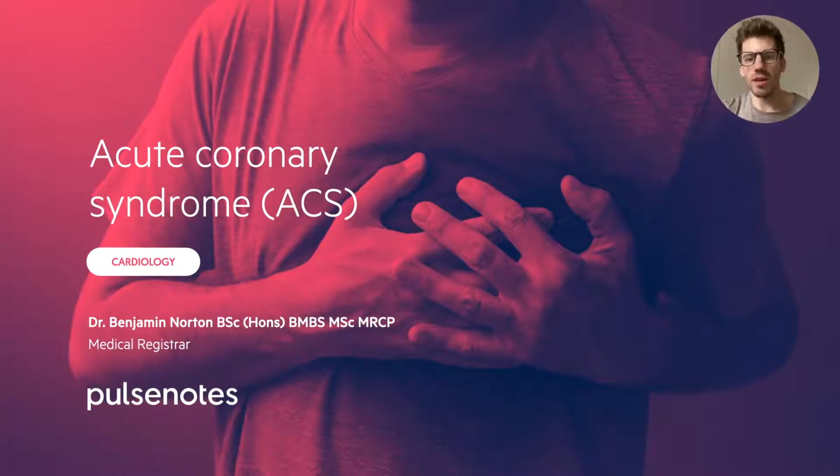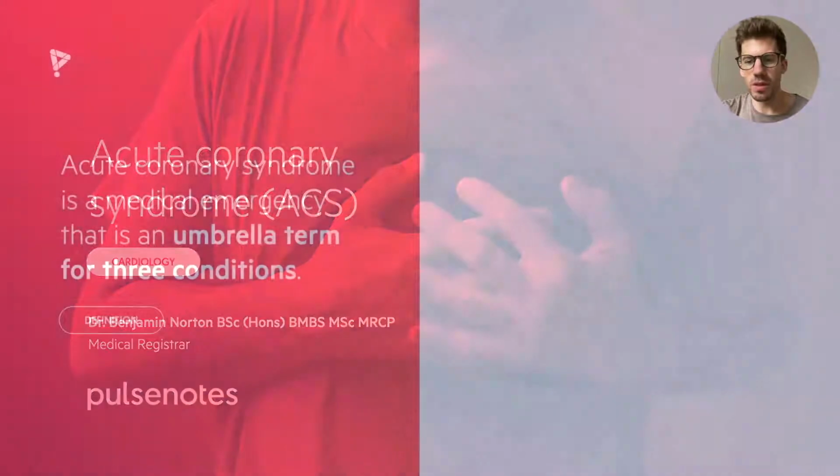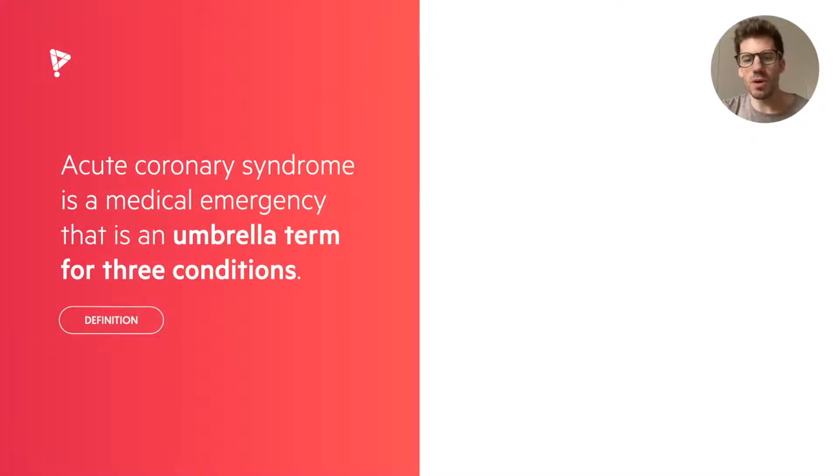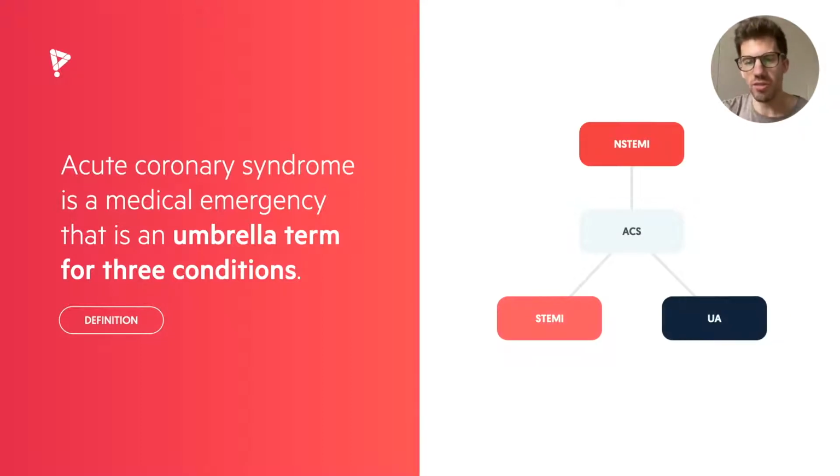I'm Ben, and I'll be taking you through acute coronary syndrome. So acute coronary syndrome is a medical emergency that's an umbrella term for three conditions. That's ST elevation myocardial infarction, non-ST elevation myocardial infarction, and unstable angina.